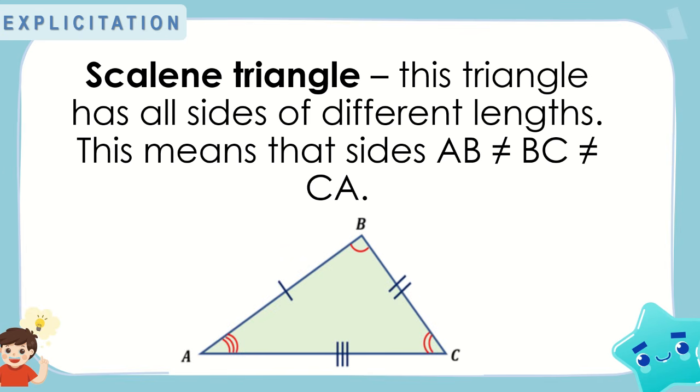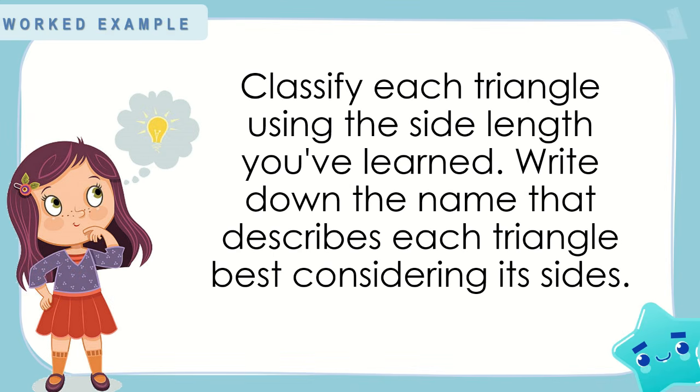Scalene triangle. This triangle has all sides of different lengths. This means that side AB is not equal to BC and is not equal to CA. Classify each triangle using the side length you've learned. Write down the name that describes each triangle best, considering its sides.